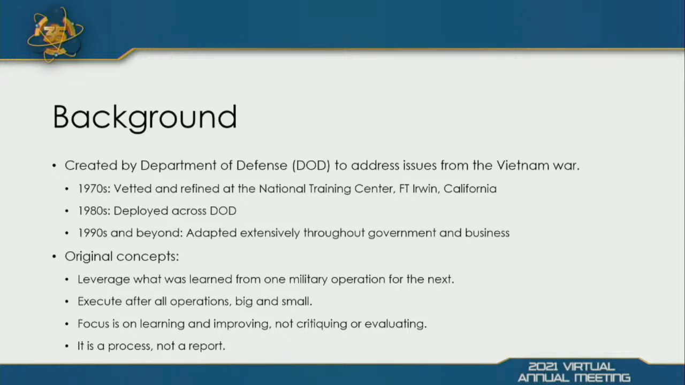I want to talk about a couple of the concepts that were part of the original plan for after-action reviews. The first one was that it was designed to simply leverage what was learned in the current operation for the next operation. That was it. Just learn and get better for the next operation. It was designed to be scalable so that it would work for both small operations up to very, very large operations. So you could use the same process for improving after any range of operation.